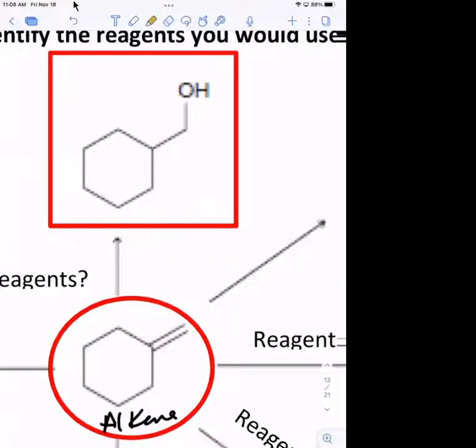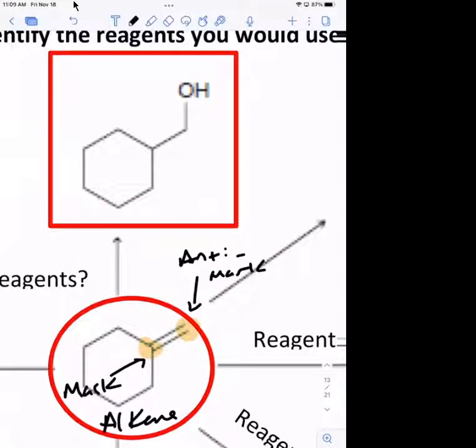So here's my alkene right here. If it was Markovnikov, it would be here, right? So that means if it's here on the least substituted carbon, it's got to be anti-Markovnikov. Okay, so now that's a clue. How do we make anti-Markovnikov alcohols from alkenes?